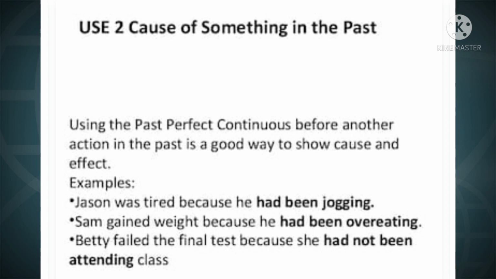Sam gained weight because he had been overeating. He had been overeating, that is definitely a continuous action for a longer period of time. Okay, and gained weight, that's a result of the action overeating. Betty failed the final test because she had not been attending class. Okay, so what is the result of not having been attending the class? Failed. So here this is used to show the cause and effect. Okay, these are the usages of past perfect continuous tense.